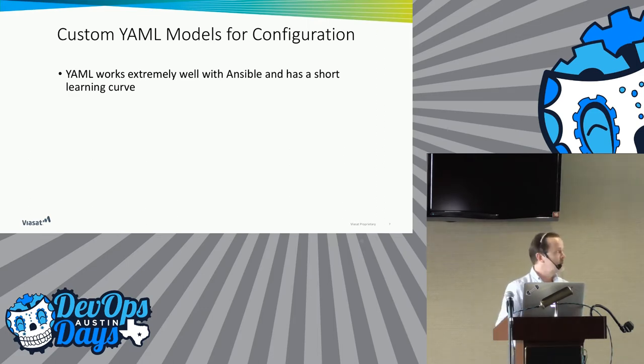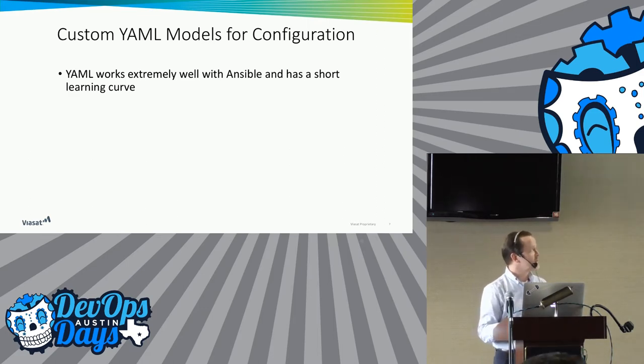So the configuration is modeled in YAML, and we chose YAML. It's a natural choice working with Ansible, and it's pretty readable, pretty understandable, with a short learning curve for a networking team that otherwise really aren't all that comfortable with software in some cases.